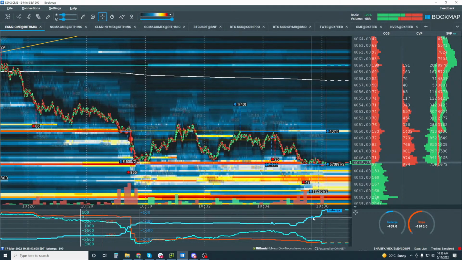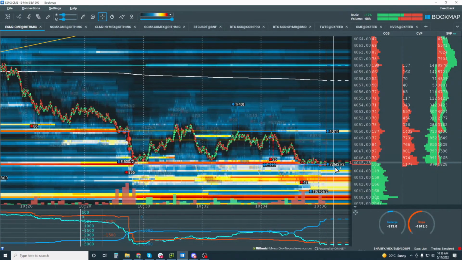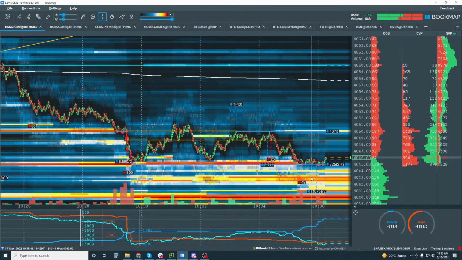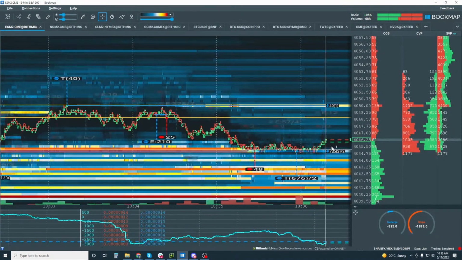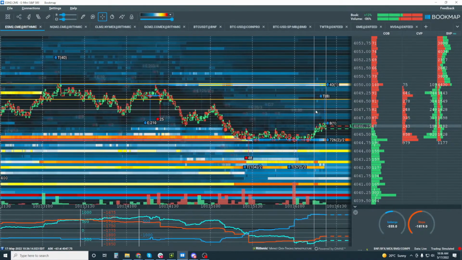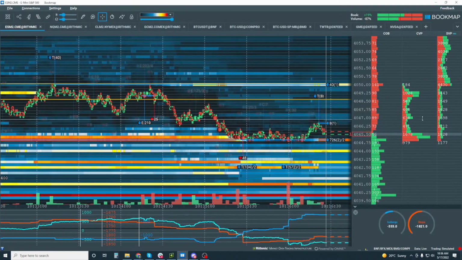Yeah, look at the absorption here of the icebergs. No question about it. Look, they're still in here absorbing as much as they can. 700 contracts. Okay, now look, if they're going to absorb all that selling pressure, watch for buyers to take it back to the middle. And let's reconfigure this.